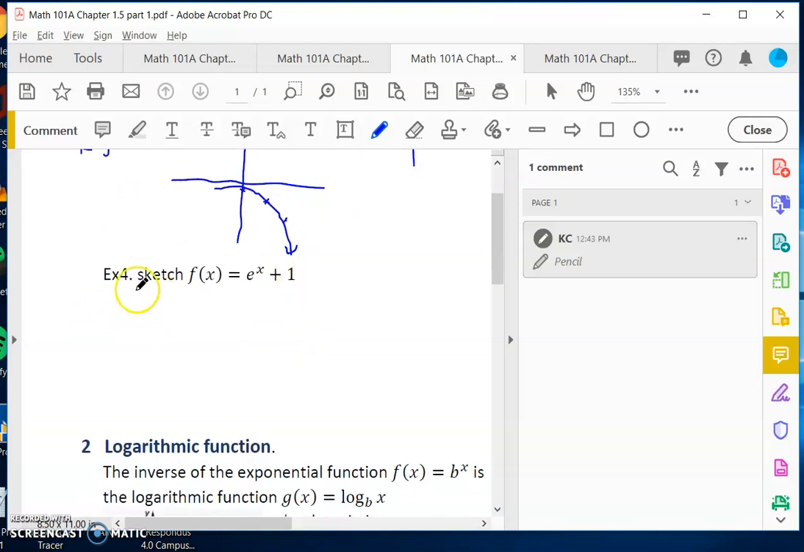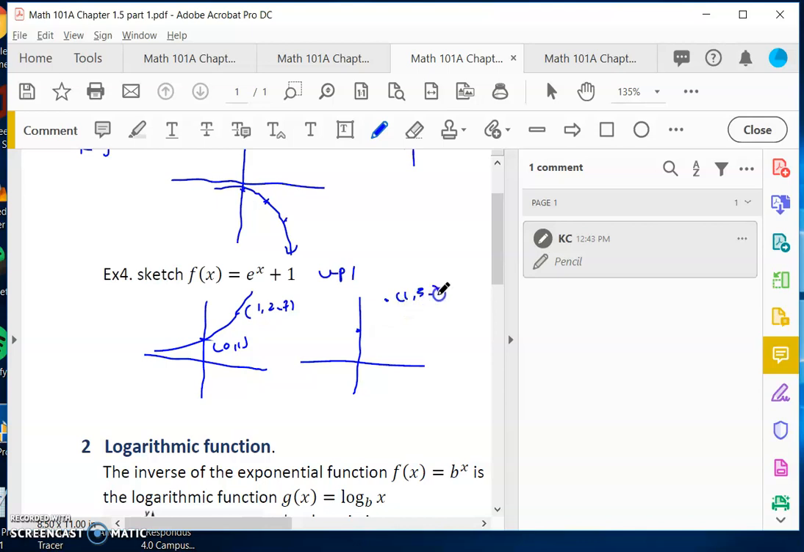What about e to the x plus 1? What kind of transformation do we have? It is only up 1, right? So it is very easy to do. e to the x is like this. It's 0, 1, and then 1, 2.7, right? So up 1 means the whole thing just becomes 0, 2. And instead of 2.7, we would have 1, 3.7. And our new asymptote would be y equals 1. Okay, so that's how we graph it.